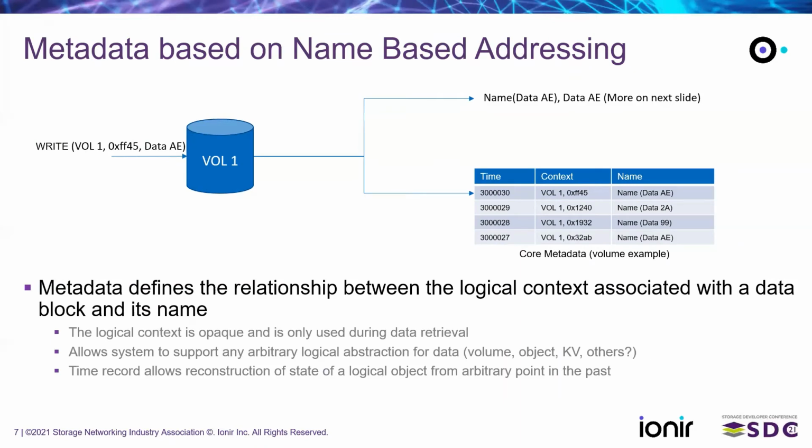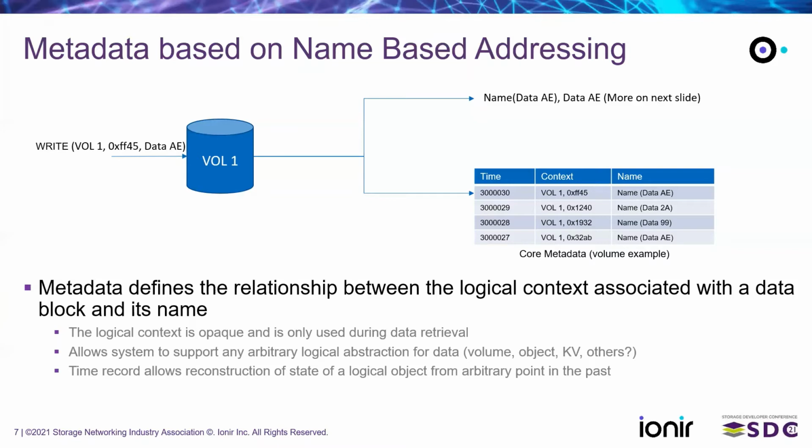So how would the metadata look for a system that uses name-based addressing? Unlike traditional systems, where storage metadata maps between locations from logical to physical, with name-based addressing, metadata represents the relationship between the logical context associated with the data block and its name. So what is the logical context? In the case of block volumes, the context is the volume identifier and the LBA. The logical context is completely opaque to the system and is only used in retrieving data from the system on a read. Because the logical context is opaque, the metadata and therefore the system can be extended to support other types of storage frontends and other addressing schemes.